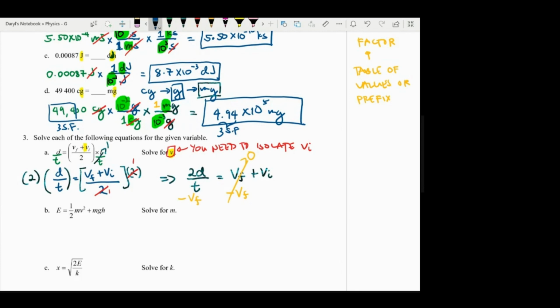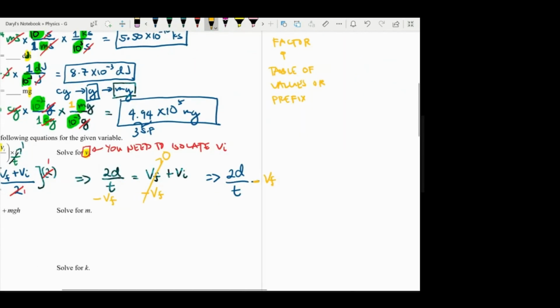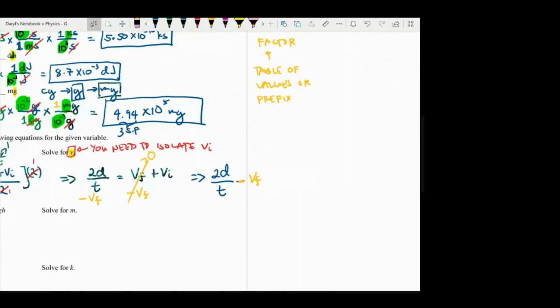So this leads me to 2D over T minus VF. I cannot combine the two because they're dissimilar terms. Again, you can only add or subtract similar terms. So I just write 2D over T minus VF, because I cannot combine 2D over T with VF. Essentially, what I got is VI on one side. So that would be my final answer.